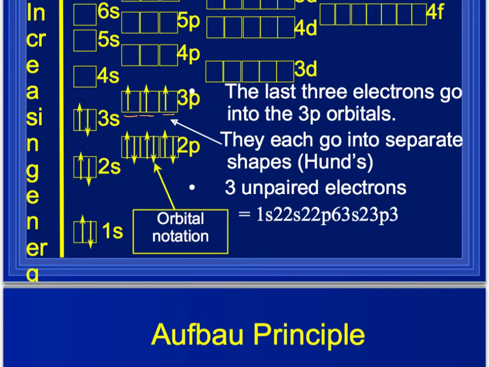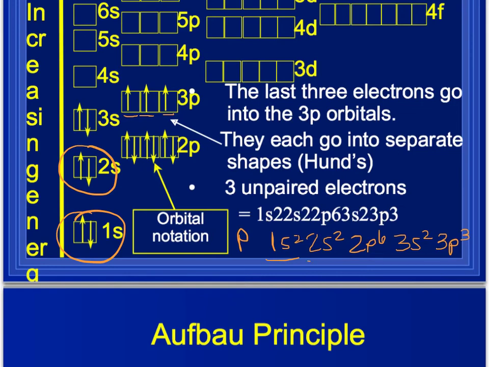The way that we would write this electron configuration for phosphorus is 1s2, 2s2, 2p6, 3s2, 3p3. If we look here, there's 2 electrons in the 1s, 2 electrons in the 2s, 6 in the 2p, 2 in the 3s, and in the last one there's only 3 electrons up here, so that's why it's just 3p3.